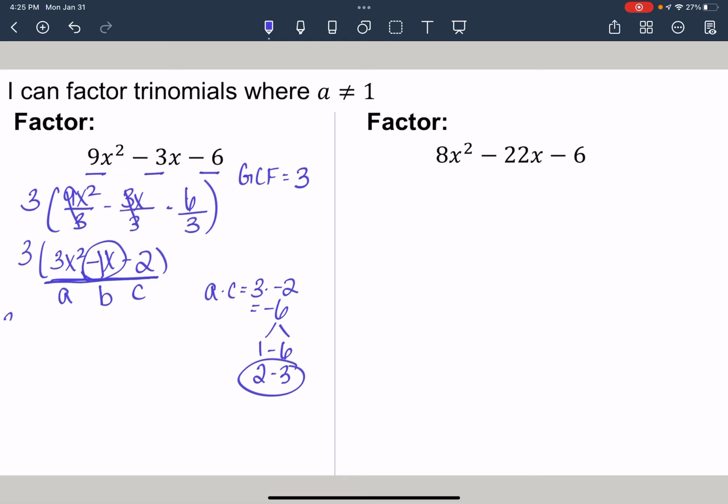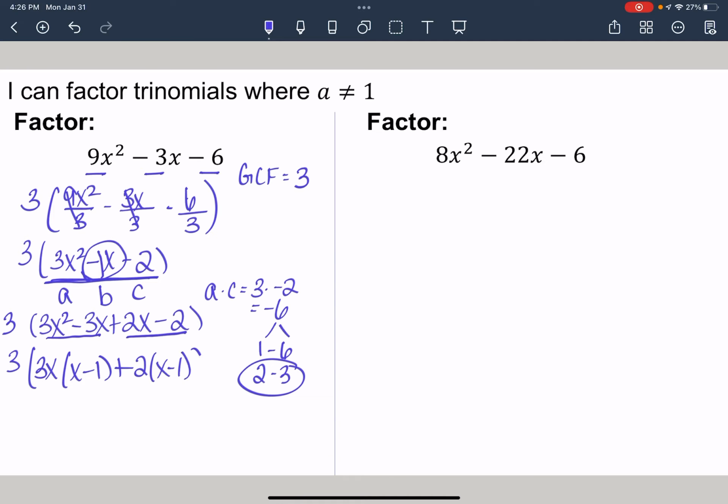So when I write this out, I'm going to leave this 3 alone for now. But then I have 3x squared minus 3x plus 2x minus 2. So this becomes 3 times, here I have my first set of terms. I'm going to factor out that GCF, which is 3x, and then you can do that division. It's going to be x minus 1. Plus, here I'm going to factor out the GCF of 2, and that's going to leave me with x minus 1. So this will become 3 times x minus 1 times 3x plus 2. So don't forget that 3 is that GCF I factored out in the beginning. Don't forget to leave that in your answer.